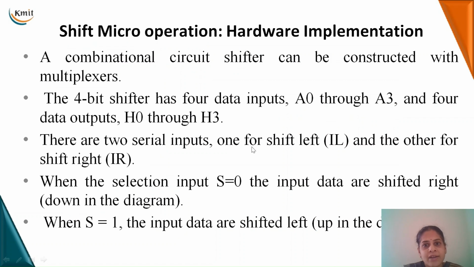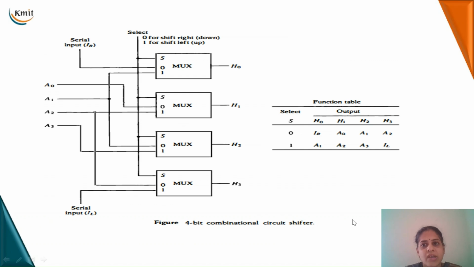So there are two serial inputs, one for the shift left operation and the other for the shift right operation. When the selection input S is equal to 0, the input data is shifted right, which means towards down. And when S is equal to 1, the input data is shifted towards the left, which is shifted up in the diagram. So based on this function table, this hardware implementation works.